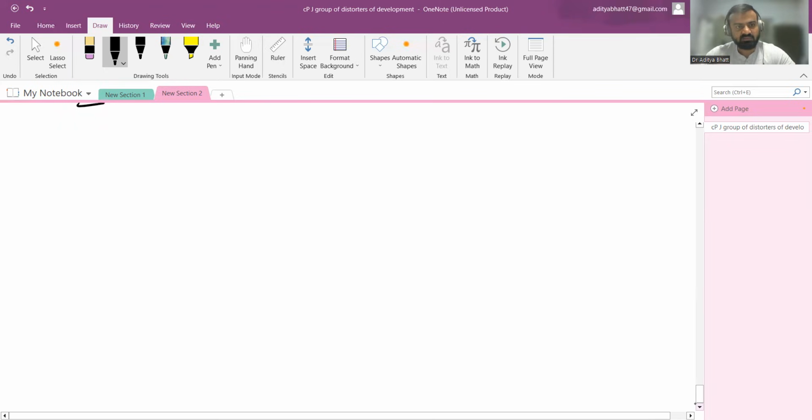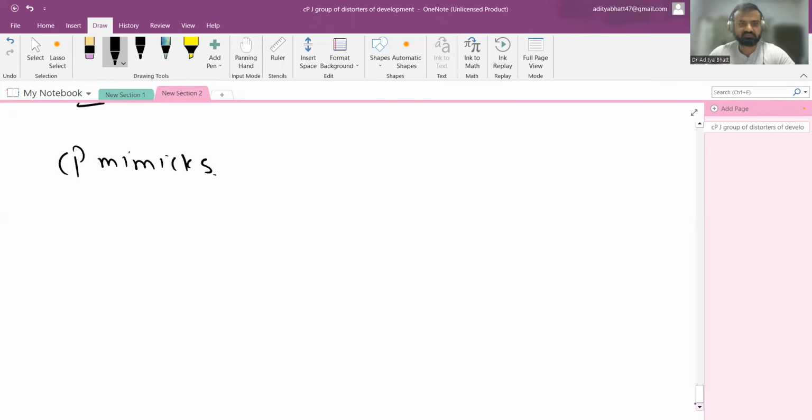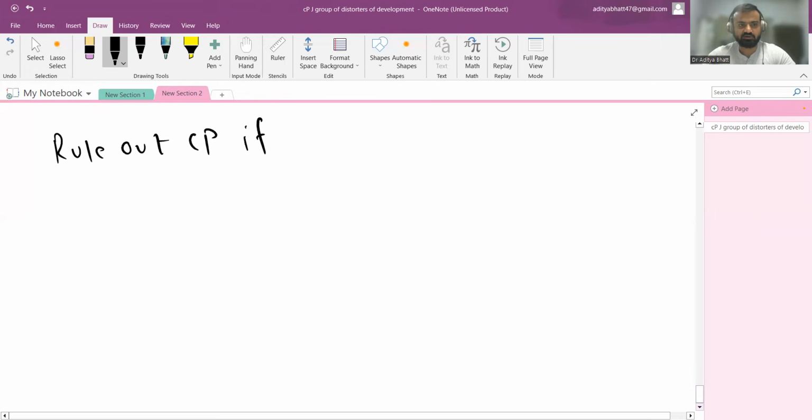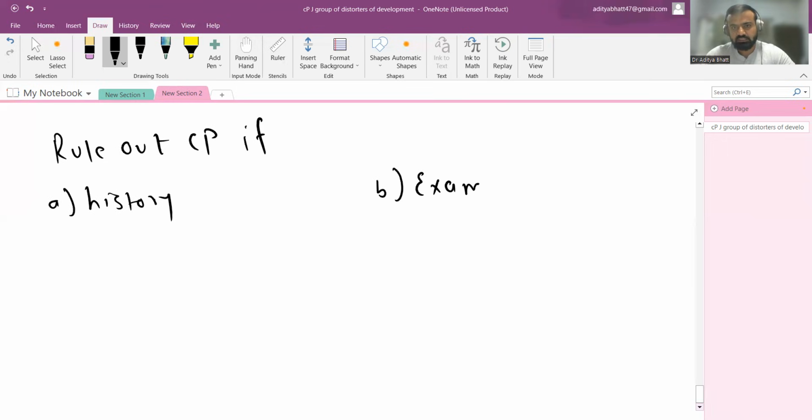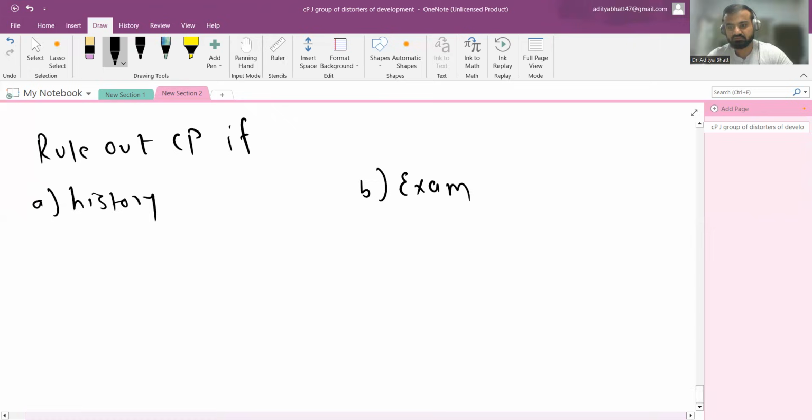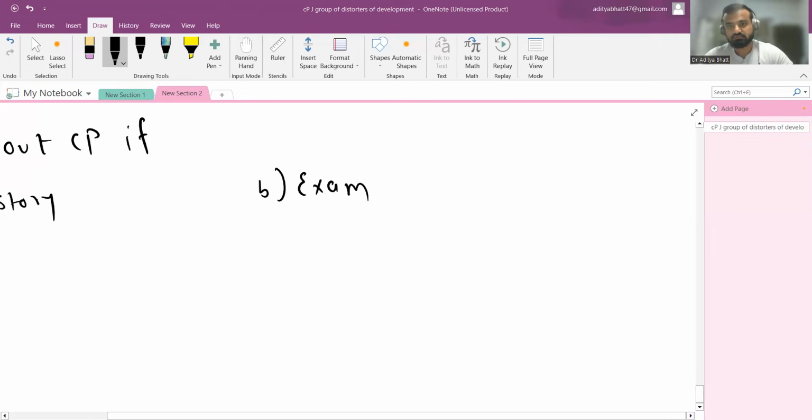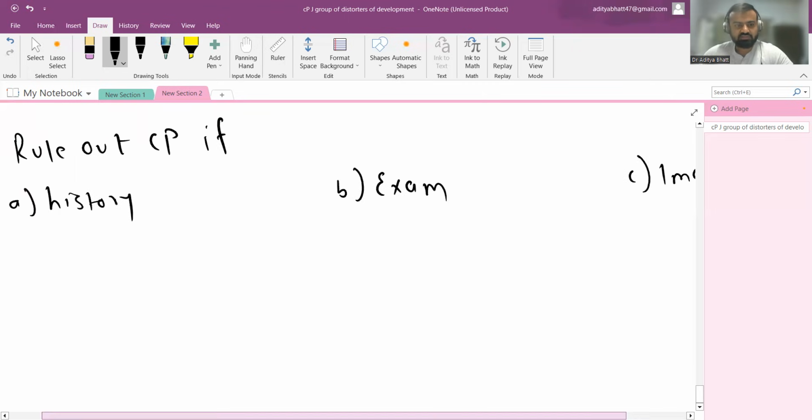Now, what are the CP mimics? When do you have to rule out CP? There might be three possibilities. One is on history, second is on exam, and third is on imaging. So how do you rule out CP?